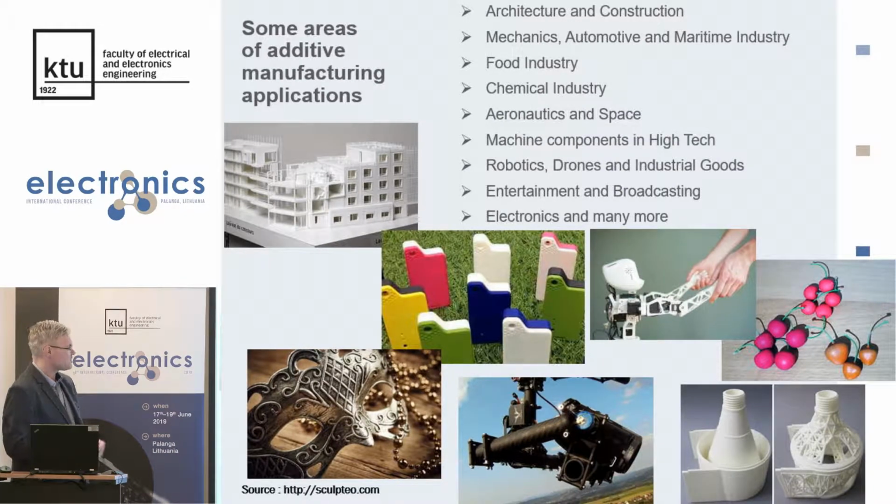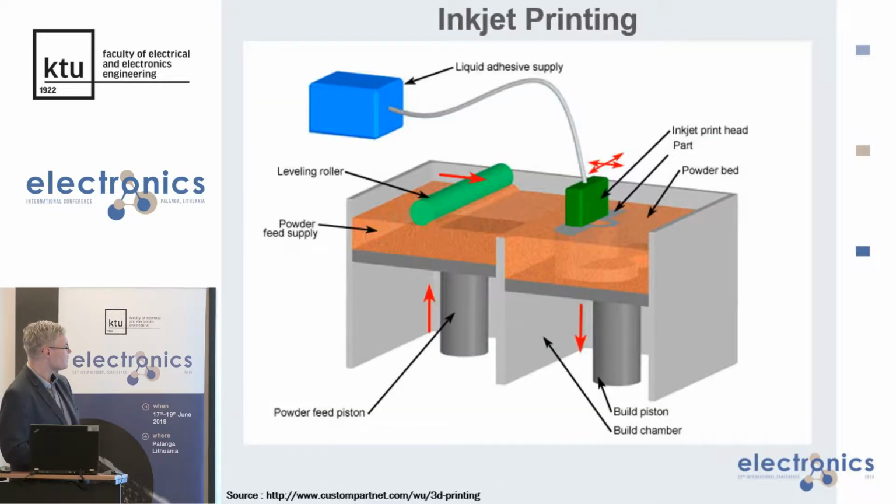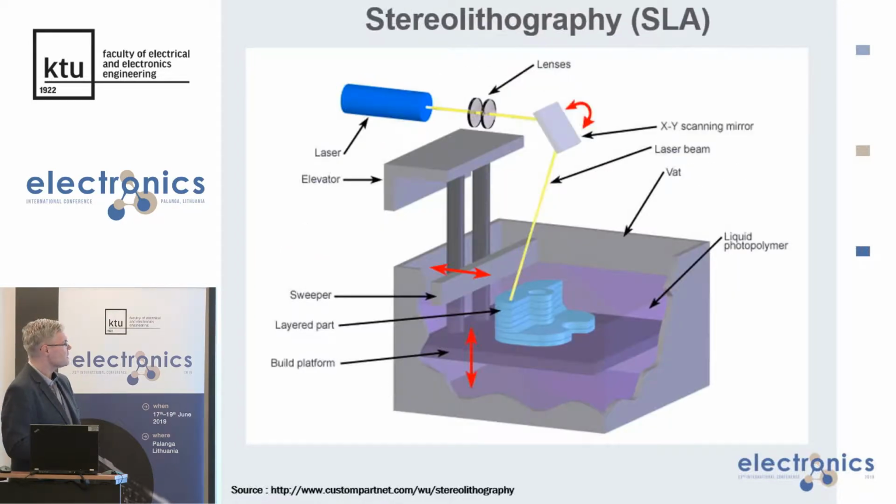Exemplary applications are well known, so I will skip this slide because of limited time. In art, robotics, chemical industry, food industry, including biomedical engineering, there are many applications. The ideas of working: selective laser sintering, based on powder and laser, similar to a normal printer. Inkjet printing, allowing to paint the surfaces somehow.